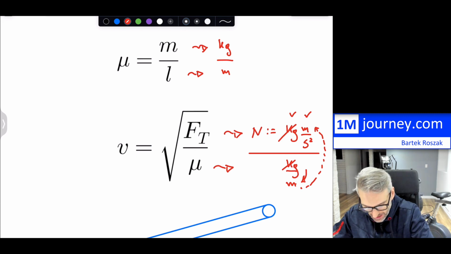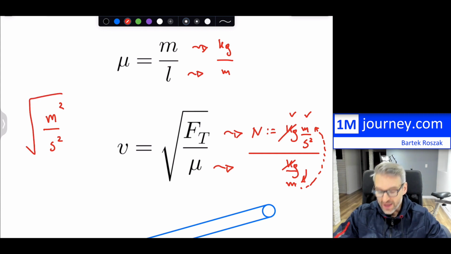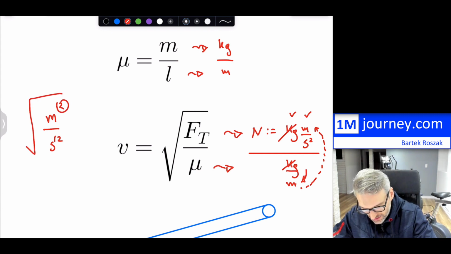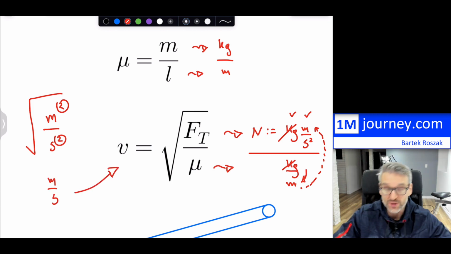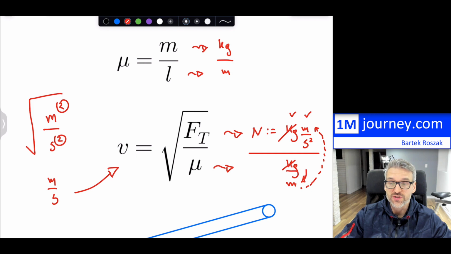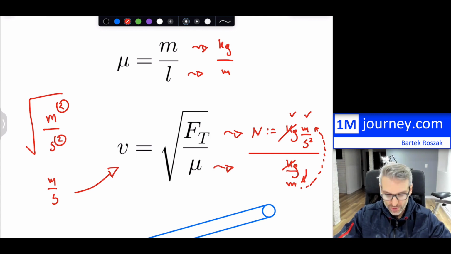And we're going to obtain meters squared all over seconds squared. Now if you take the square root, the square and the square will come out, and indeed you get meters per second, which is your SI unit for speed. This is just a dimensional analysis of units, just to double check. It's not a derivation that this indeed is your speed. That goes beyond this video.